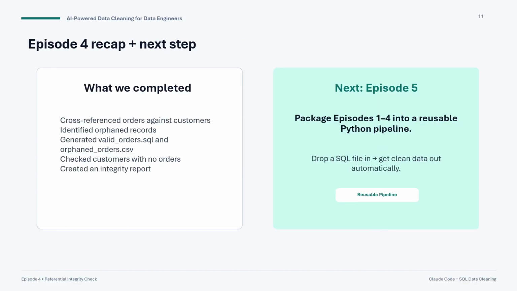Let's recap what we completed today. We cross-referenced orders against customers, identified orphaned records, generated valid and invalid output files, checked customers with no orders, and created a professional integrity report. At this point, we have completed 4 major data quality checks.